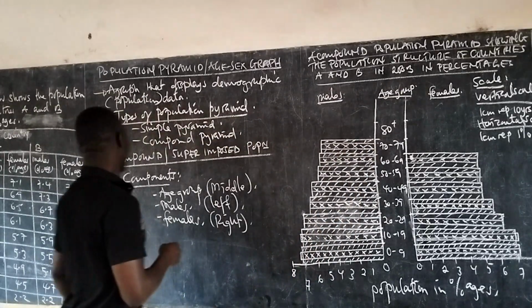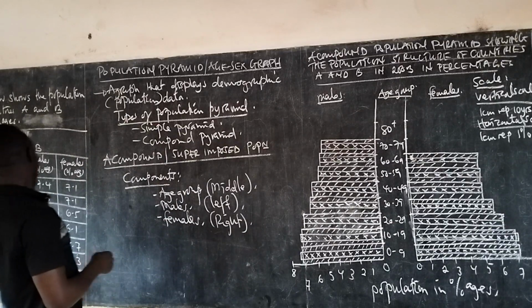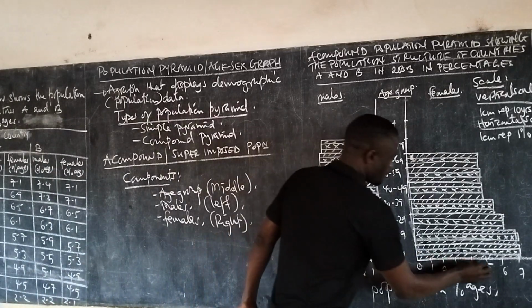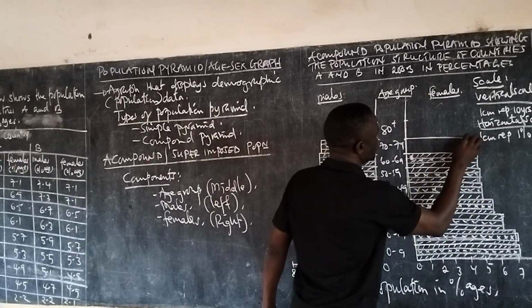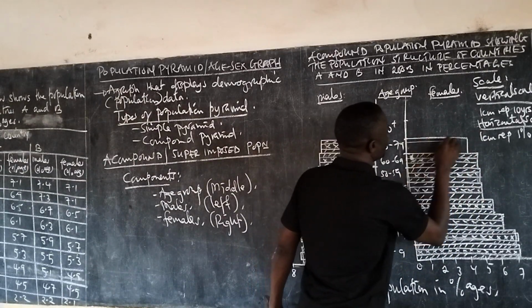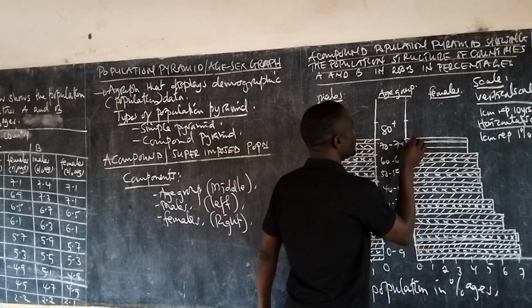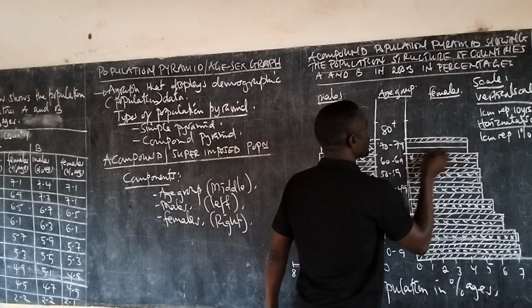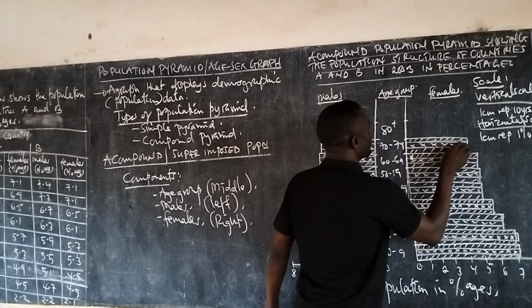The same bracket, 70 to 79, for females is 4.5, around here. Make sure you use a ruler such that your graph is accurately drawn.